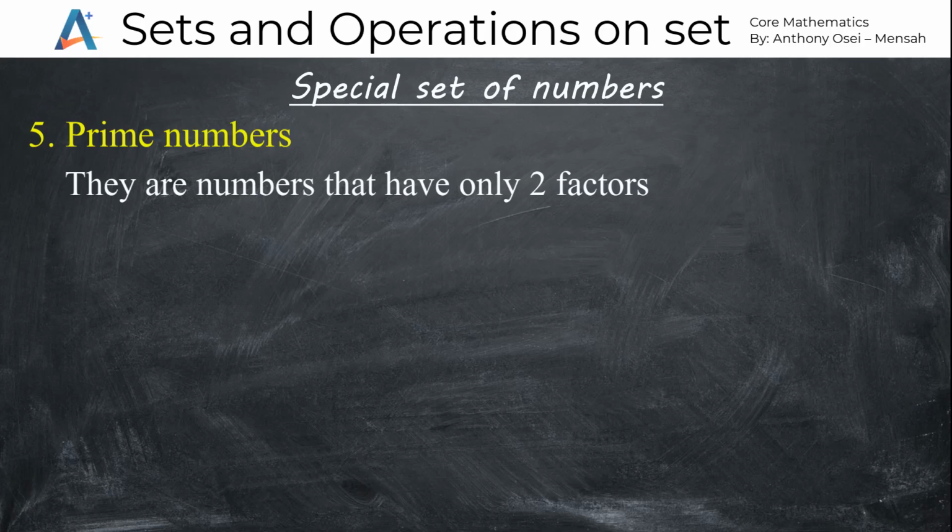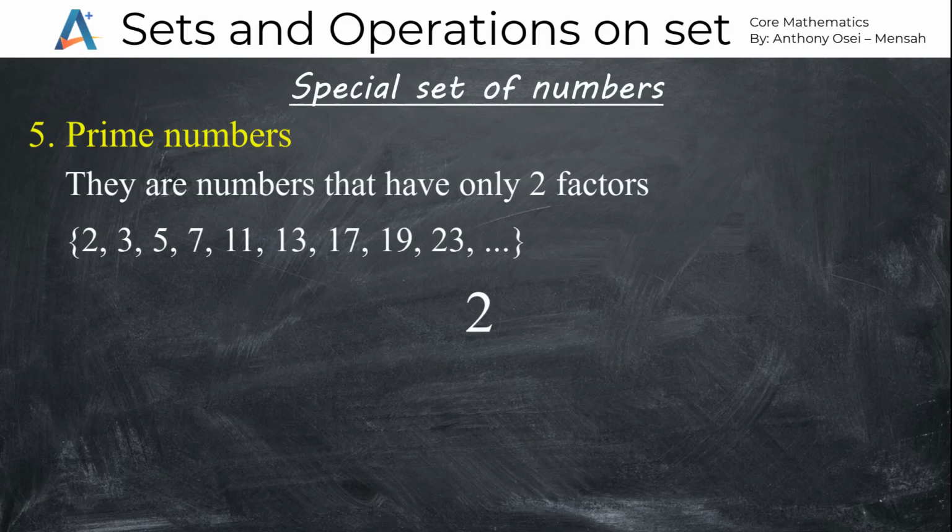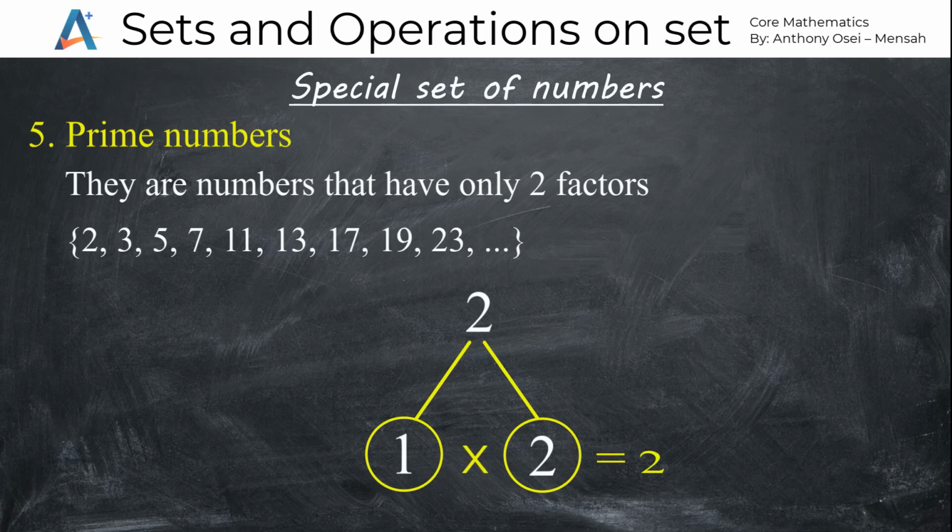So let's take examples of prime numbers. Prime numbers are 2, 3, 5, 7, 11, 13, 17, 19, 23, and so on. There are many. So these are prime numbers. Now let's see the reason again. If we take 2, the 2 is a prime number because it has only 2 factors, that is 1 and the number 2 itself. So if we take 1 and 2, they are the numbers that can multiply to give 2. That is 1 times 2 is 2. Also, the 1 and 2 that are the factors of 2 can divide the same 2 without a remainder.